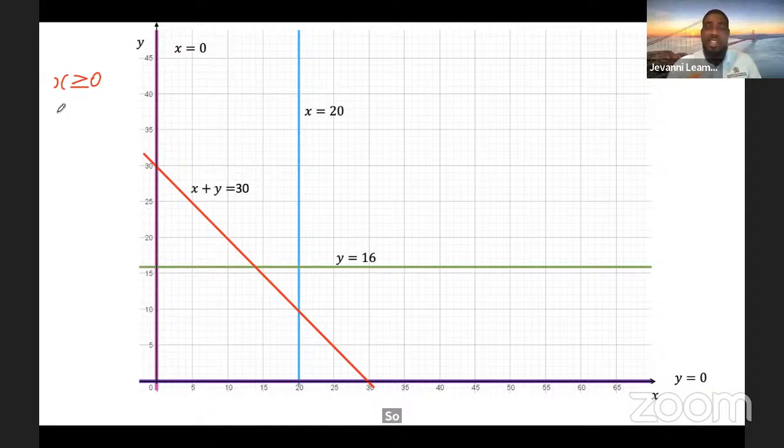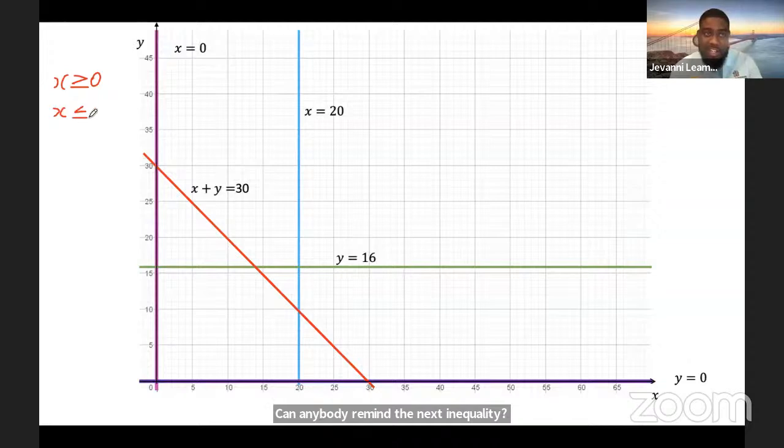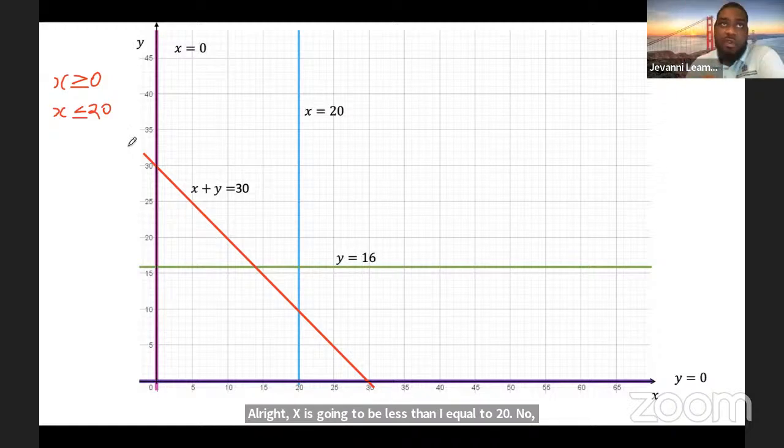What was it? X was what? Can anybody remind me of the next inequality? X was what? All right. X is going to be less than or equal to 20. Now, where would I shade for that one?